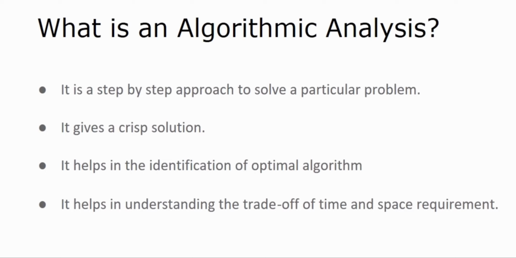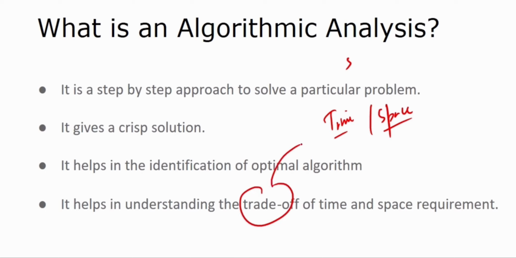So let's see what algorithm analysis is. This is again a step-by-step approach to solve a particular problem. It helps us identify which algorithm is optimal. This is the analysis part of an algorithm, right? It helps us to understand the trade-off between time and space complexity, right? You should always be able to understand the difference between time complexity and space complexity, and depending on that, you should be able to do a trade-off as well.